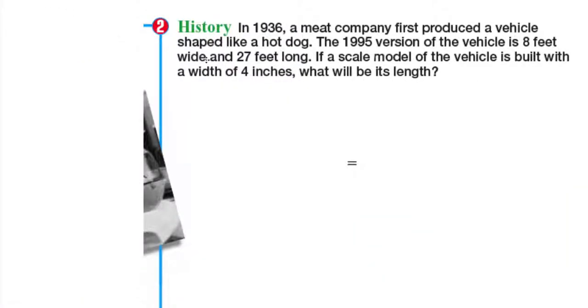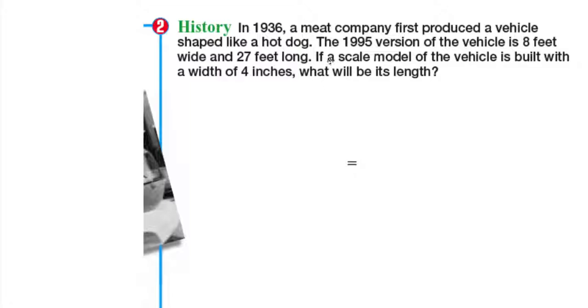History: in 1936, a meat company first produced a vehicle shaped like a hot dog. The 1995 version of the vehicle is 8 feet wide and 27 feet long. If a scale model of the vehicle is built with a width of 4 inches, what will be its length?